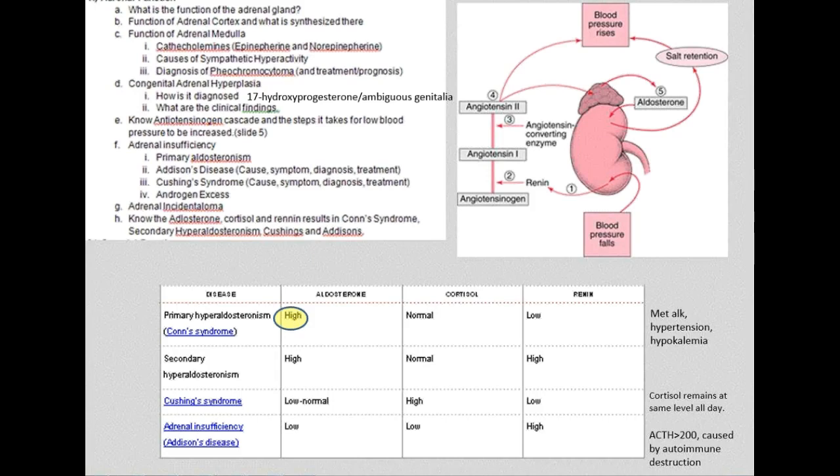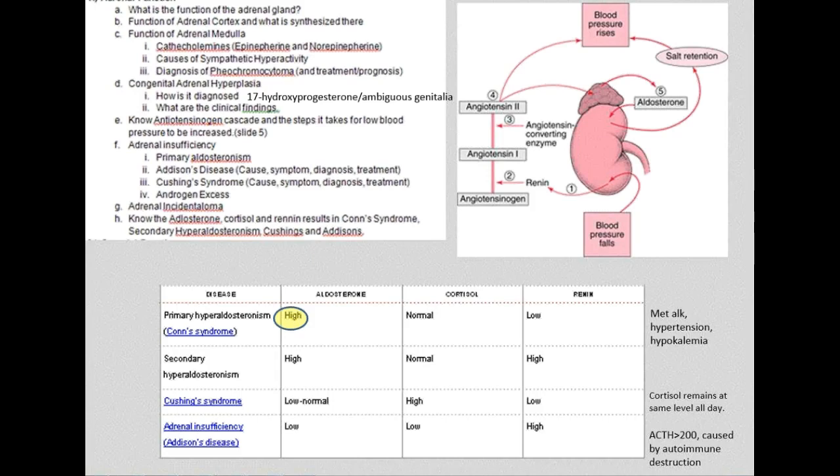The next one is congenital adrenal hyperplasia. With this one, we see sometimes in females ambiguous genitalia and some other types of issues that go along with that. But how we test for it is 17-hydroxyprogesterone.